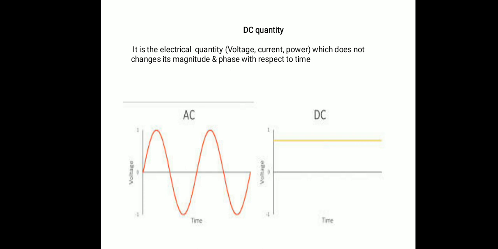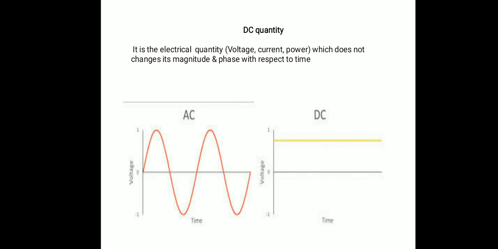So first is DC quantity. The quantity may be voltage, current or power. There are three types of basic electrical quantities: voltage, current, or power. So let us see what is the DC quantity. It is the electrical quantity, which may be voltage, current and power, which does not change its magnitude and phase with respect to time.